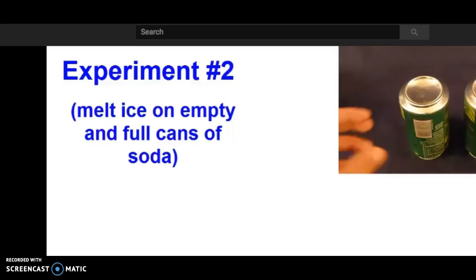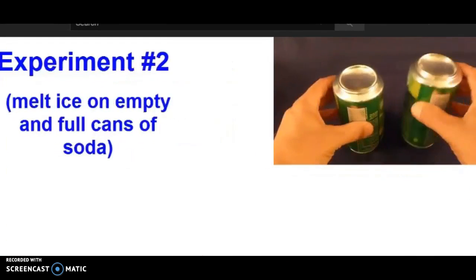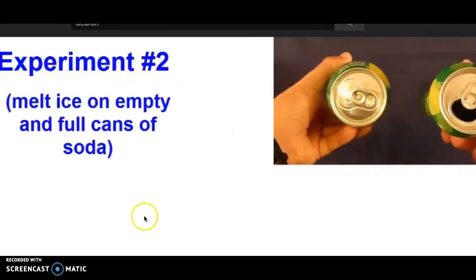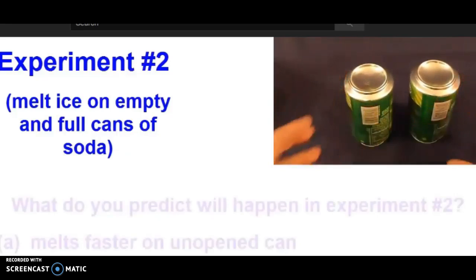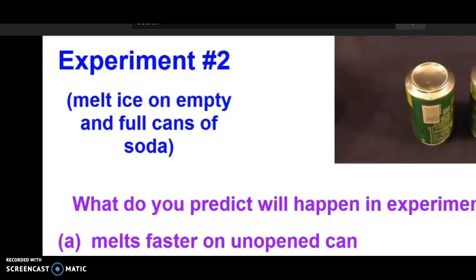Here are two aluminum cans. One can is full of soda, the other is empty. If we flip them over and place an identical piece of ice on each, what do you think will happen? Pick an answer and see if you are right.